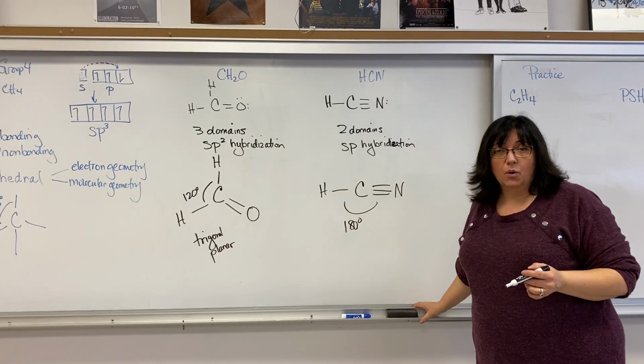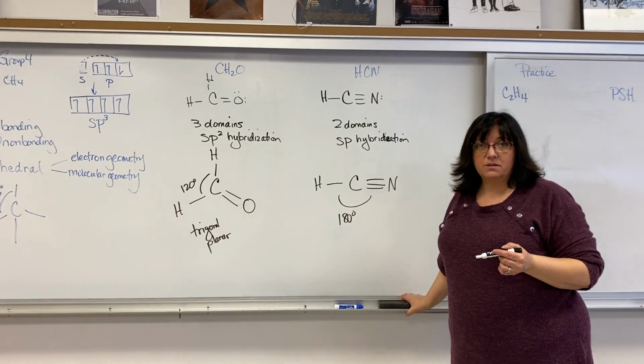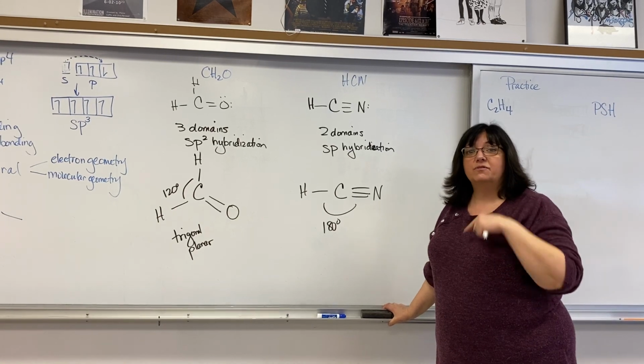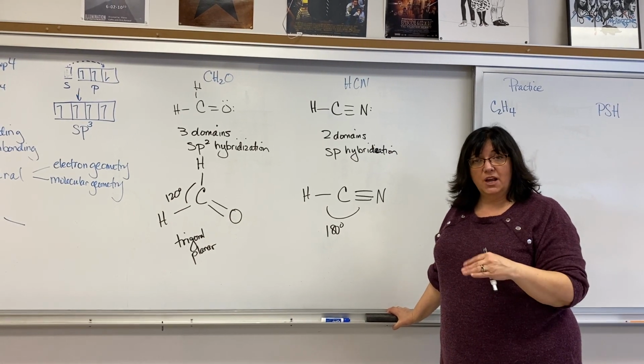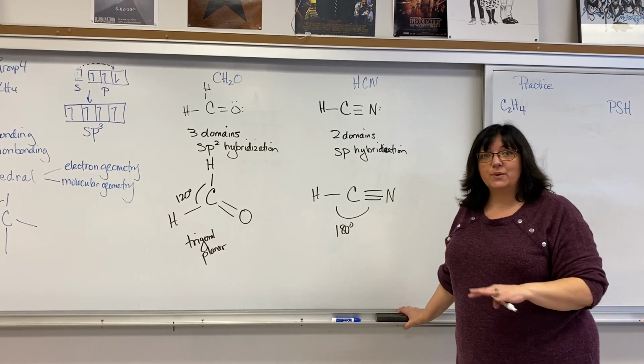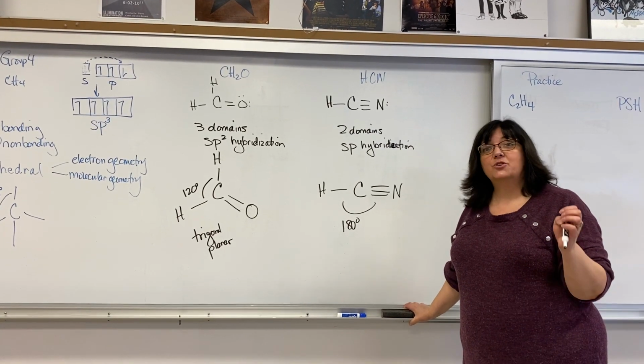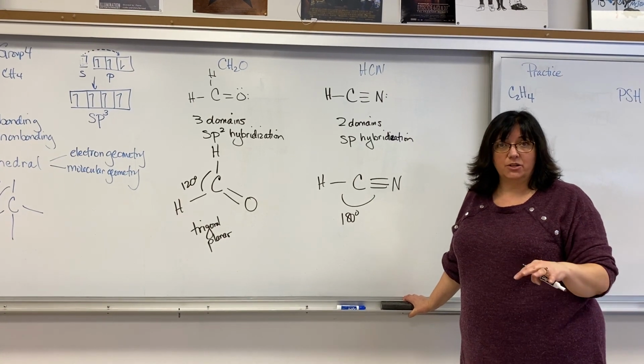So it's really important to remember that when you have a double bond or a triple bond, hybridization decreases, the number of domains decreases. And so the shape is going to be different. Carbon is not always tetrahedral. Carbon single bonded is tetrahedral. You start throwing double and triple bonds in there and it changes.